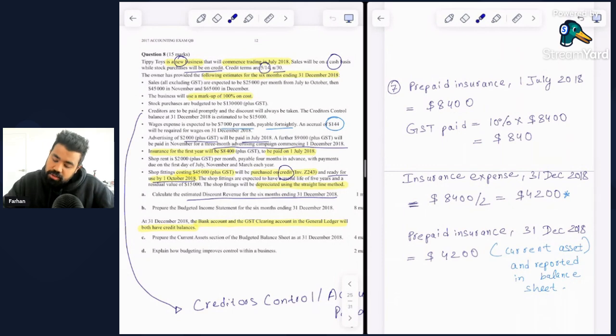Okay, so this $4,200 in insurance expense for the 6 months is what we're going to report in the income statement. And the prepaid insurance at 31 December 2018 of $4,200 refers to the remaining 6 months, which is a current asset for the business, because we still have economic benefits of $4,200 that we haven't consumed yet, and we'll be consuming this in 2019. But that's not our concern, because the reporting day at the moment is 31 December 2018. Okay? So let's move to point number 8.